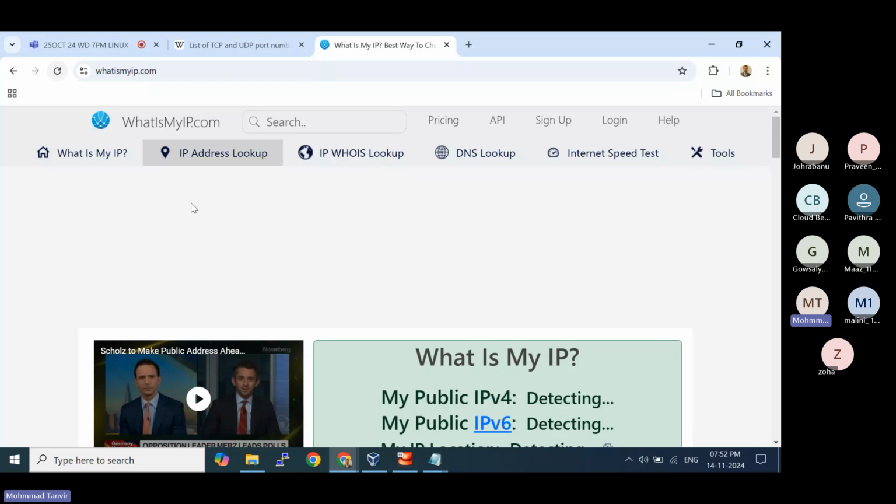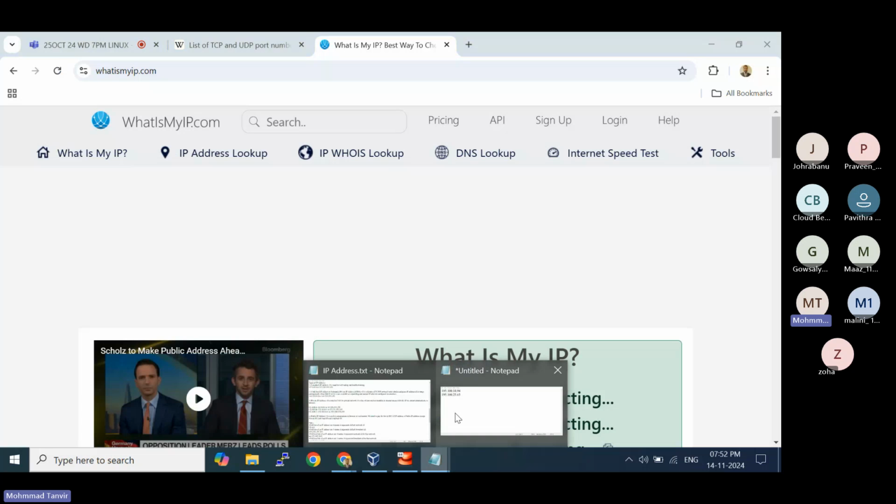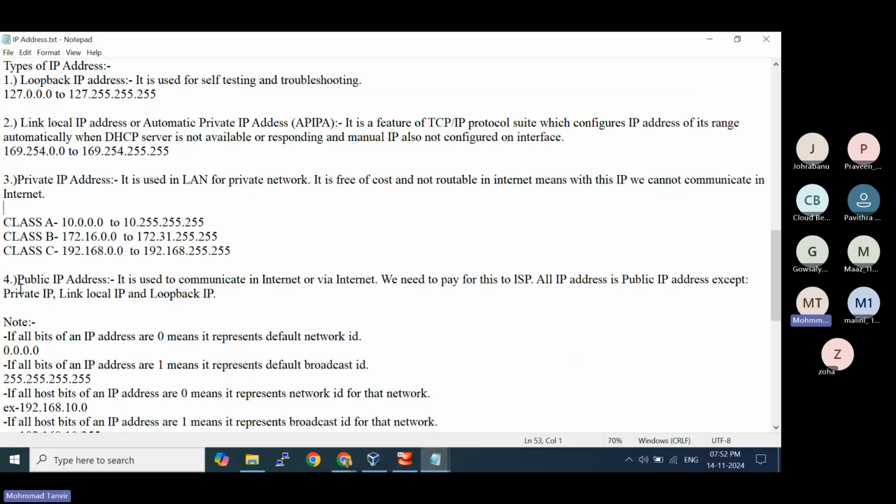Okay, and that will be our public IP. So let it detect. What is public IP? Public IP is used to communicate in the internet. So if you need an internet connection, definitely you will have a public IP. And this public IP is assigned.